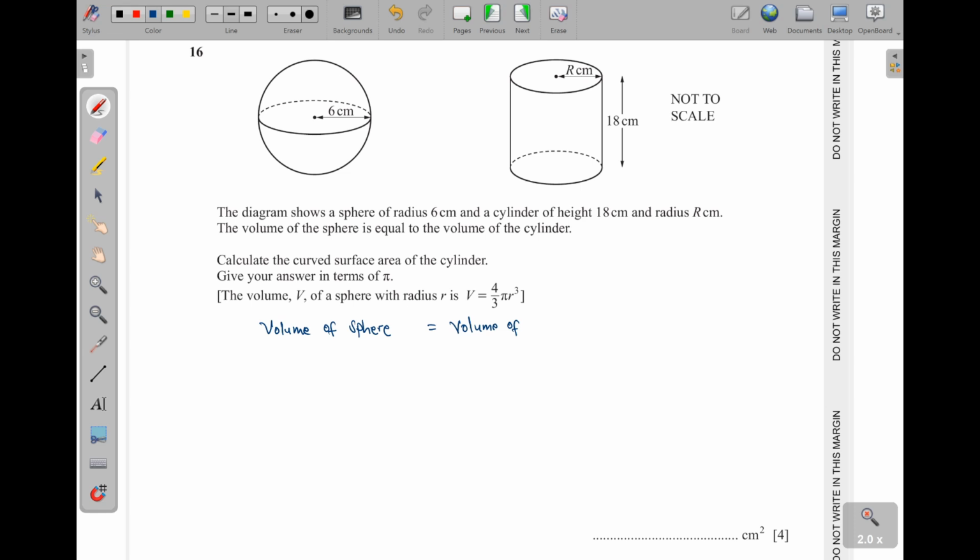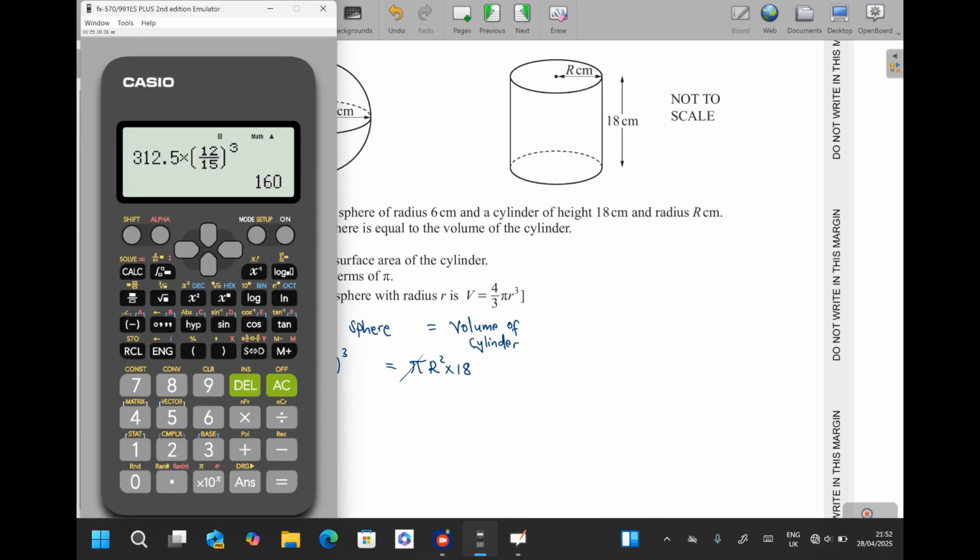Now, volume of the sphere is 4 pi over 3 r cubed. So the r is 6 cubed. Then it is equal to the volume of the cylinder, which is pi r squared times the height. Okay, pi r squared height. And then this one can go, pi can disappear, and then we get 4.